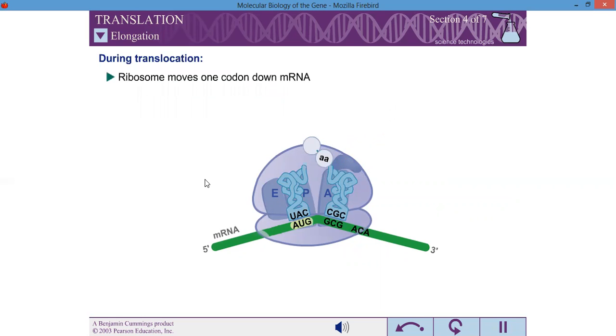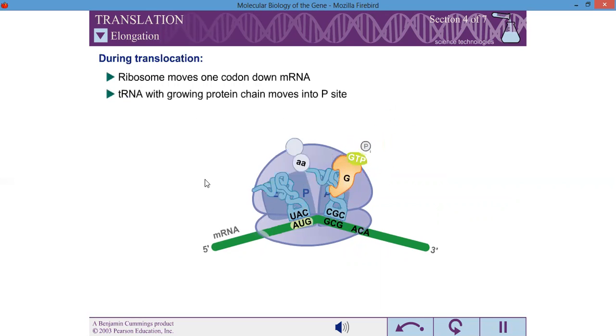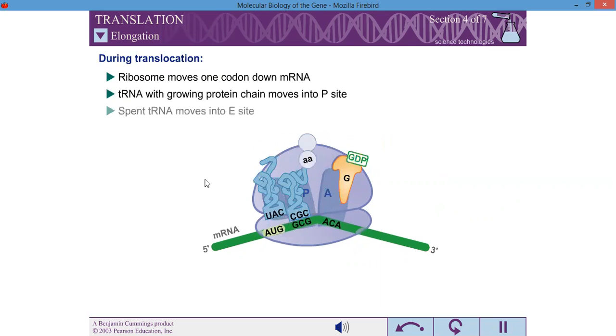To prepare for addition of the next amino acid, the ribosome undergoes translocation, a process in which the ribosome moves along the mRNA to the next codon. Translocation is facilitated by elongation factor EFG. The tRNA with the growing amino acid chain attached moves from the A site into the P site, and the spent tRNA in the P site moves into the E site.